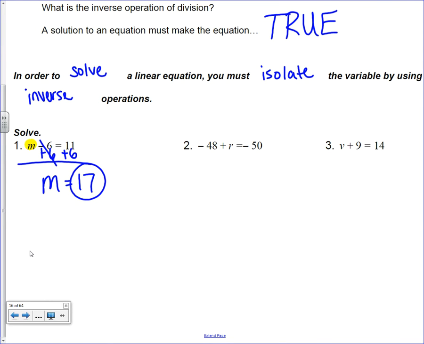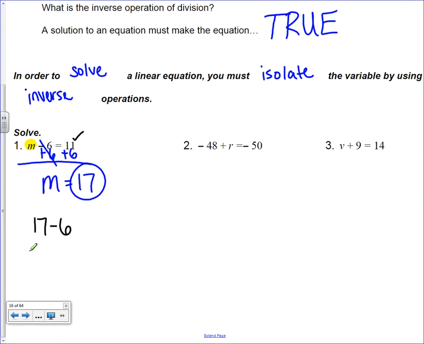How do I check to see? Plug it in. If I plug it in, that will be 17 minus 6. What is 17 minus 6? Does it work? Yes, it does. How is this for everybody?